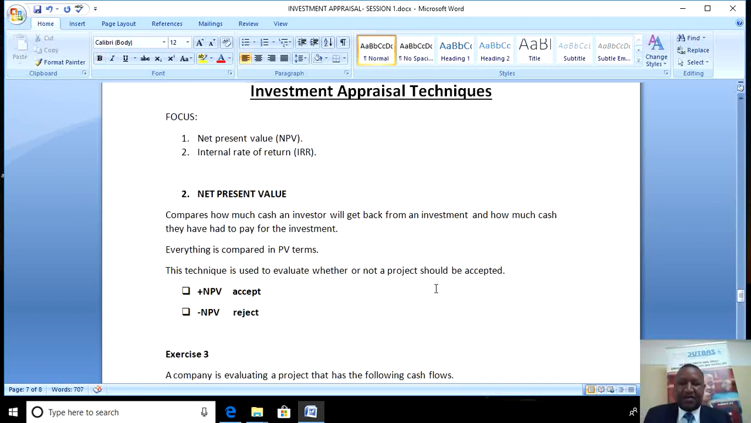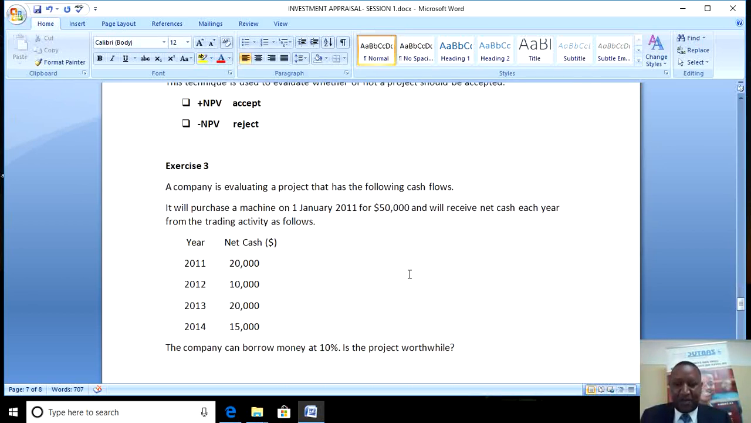The net present value compares how much cash an investor will get back from the investment and how much cash they had to pay for the investment. So we are looking at the cash outflows compared to the cash inflows so that we can get the net. With the net present value, all cash flows must be compared in net present terms. And in this technique, if the net present value is a positive figure, then we accept the project as being viable. If the net present value is a negative figure, we reject the project as being unprofitable.